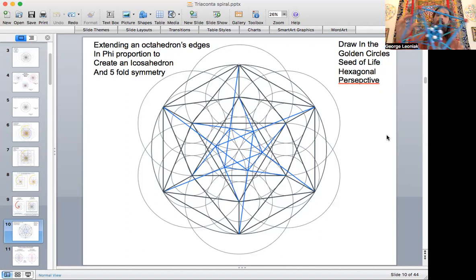If you take an octahedron, right? This is an octahedron. This is in the golden circle seat of life, and of course, because it's in an icosahedron, which is going to be this large structure around it, this large hexagon, it has to be rotated. And I've talked about this in the Metatron's cube video.